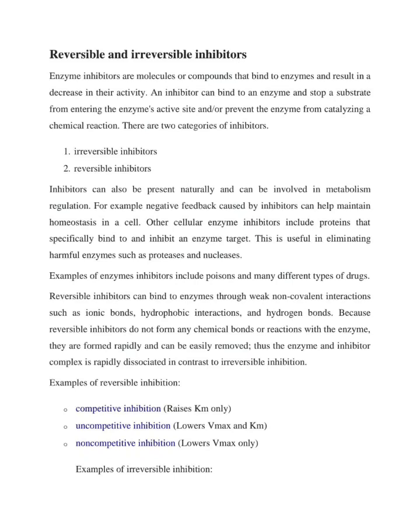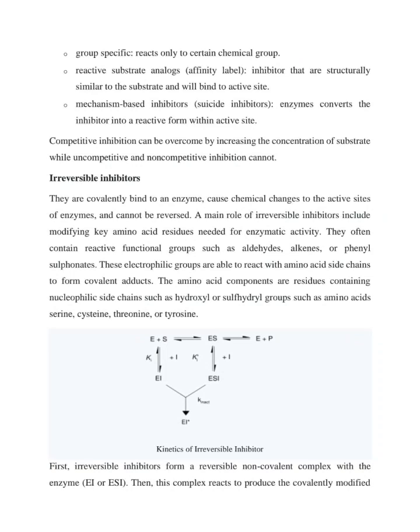Examples of irreversible inhibition. First is group specific, which reacts only with certain chemical groups, and second is reactive substrate analog, or affinity label, inhibitors that are structurally similar to the substrate and will bind to the active site. Third is mechanism-based inhibitors, or suicide inhibitors. The enzyme converts the inhibitor into a reactive form within the active site.